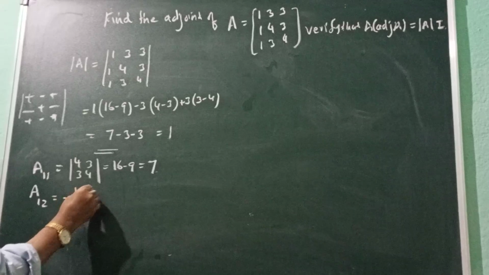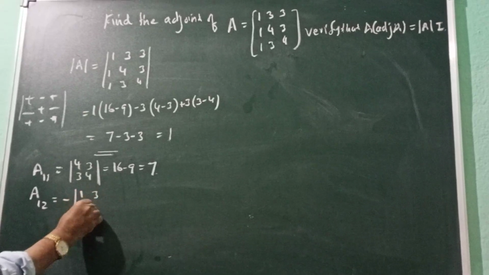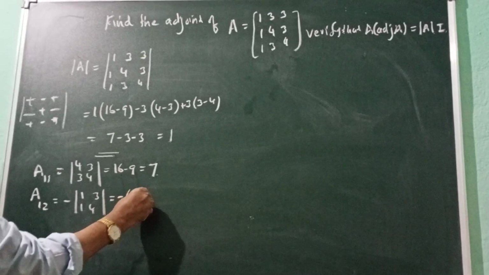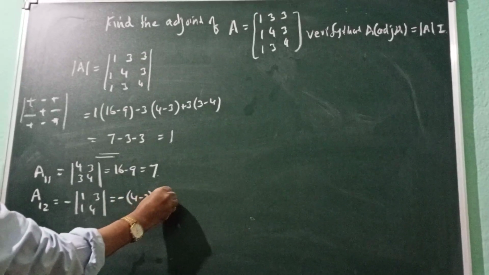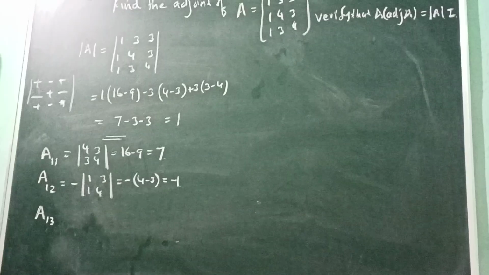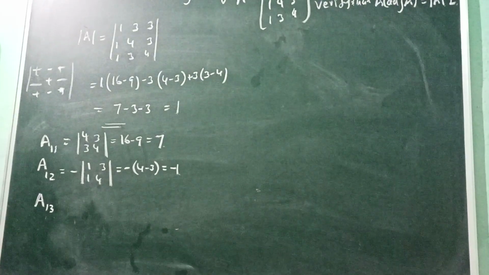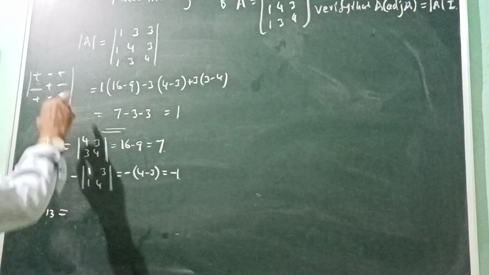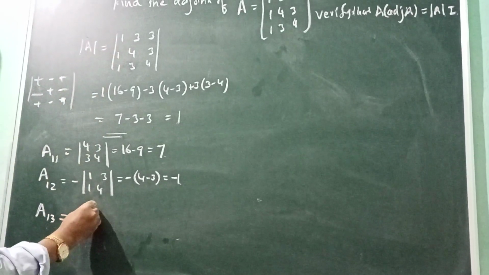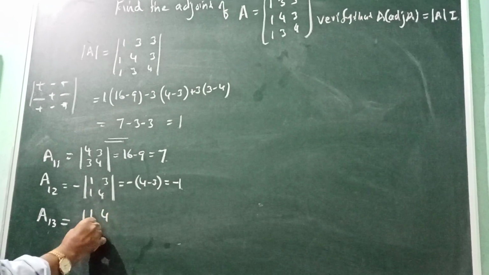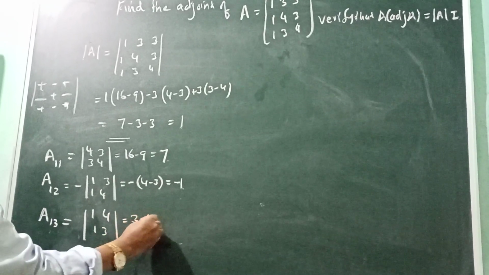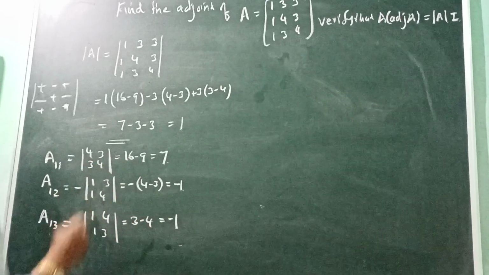It will delete the column and row 1 3 1 4, that is minus, it is 4 minus 3, that is equal to here it is minus A13, that is sign is here plus, delete the column and delete the row 1 4 1 3, that is equal to 3 minus 4, that is equal to minus 1.